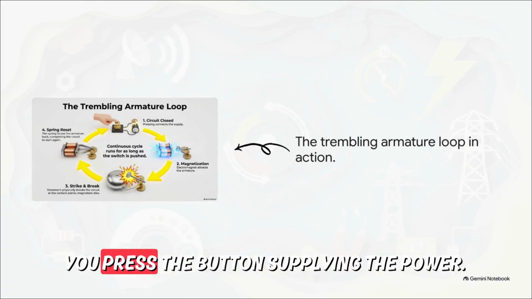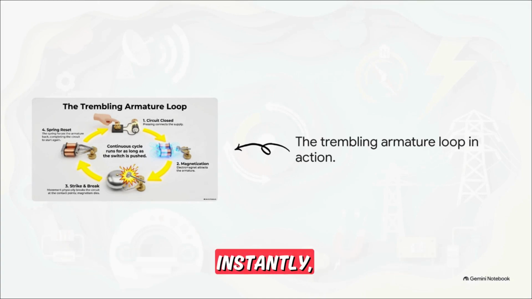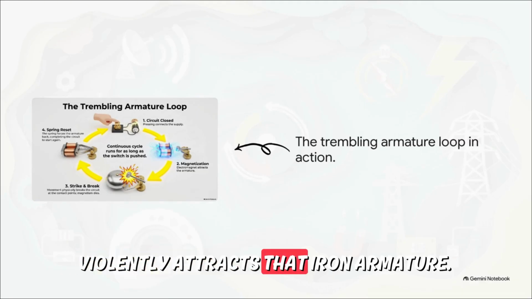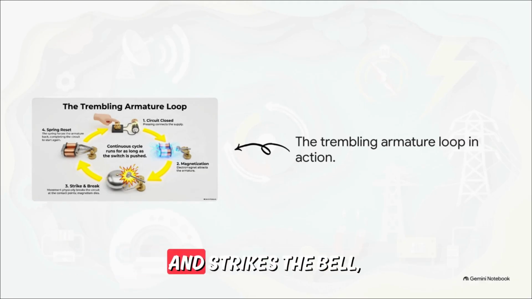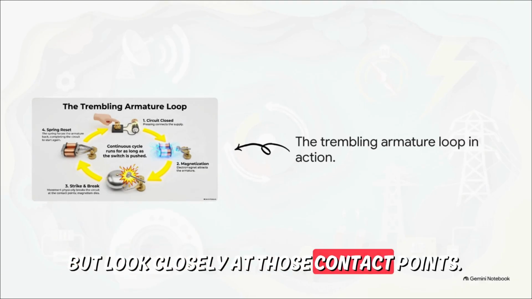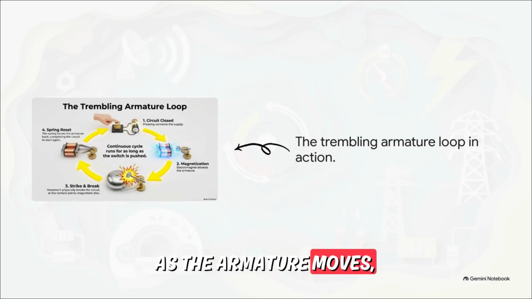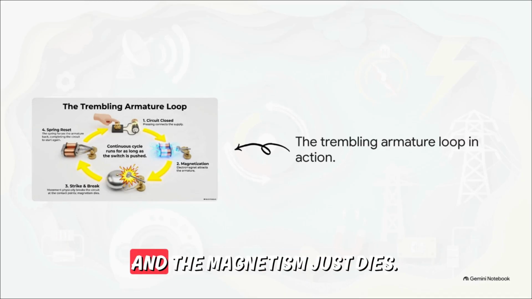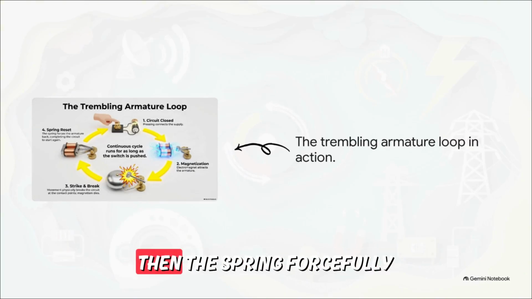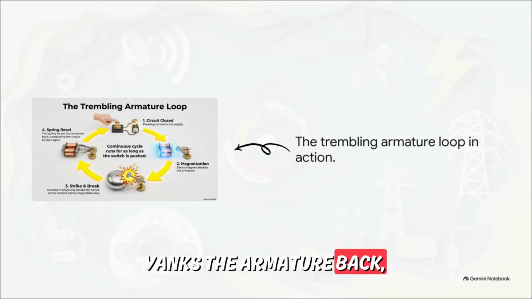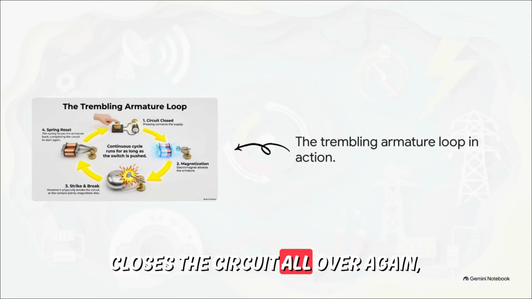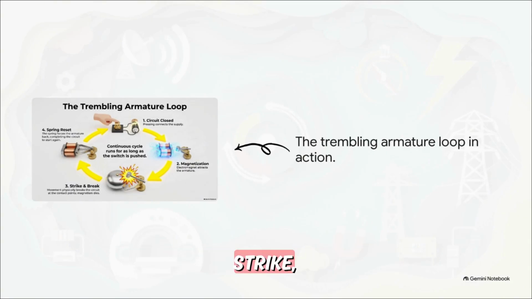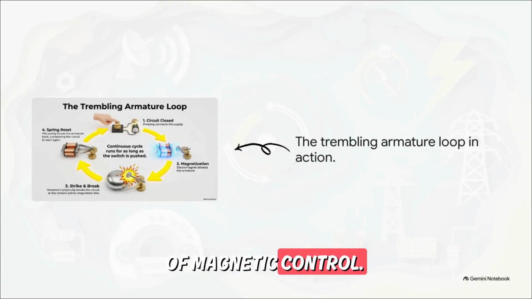It's brilliant. You press the button, supplying the power. Instantly, the electromagnet violently attracts that iron armature. The hammer flies over and strikes the bell, but look closely at those contact points. As the armature moves, it physically breaks the electrical circuit. The electricity stops dead, and the magnetism just dies. Then the spring forcefully yanks the armature back, which, guess what, closes the circuit all over again, and the whole cycle repeats. Strike, break, reset. Strike, break, reset. It's super fast, and it is the pure genius of magnetic control.